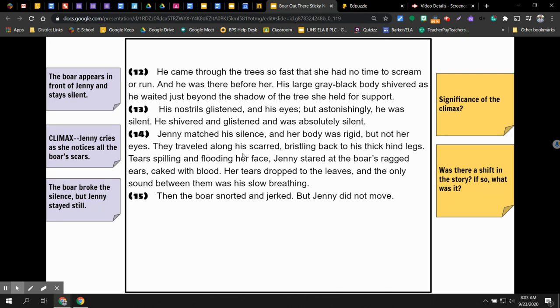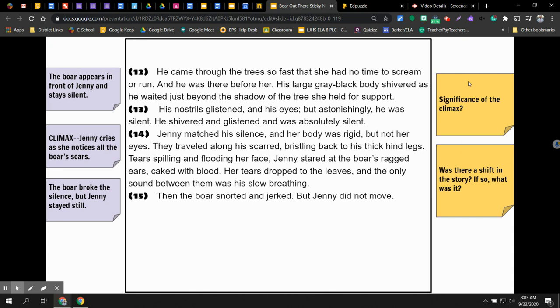They traveled along his scarred, bristling back to his thick hind legs. Tears spilled and flooded her face. Ginny stared at the boar's ragged ears caked with blood. So she sees this thing, and it's not anything like she'd imagined. So we identified the climax. She cries as she notices all the boar's scars.